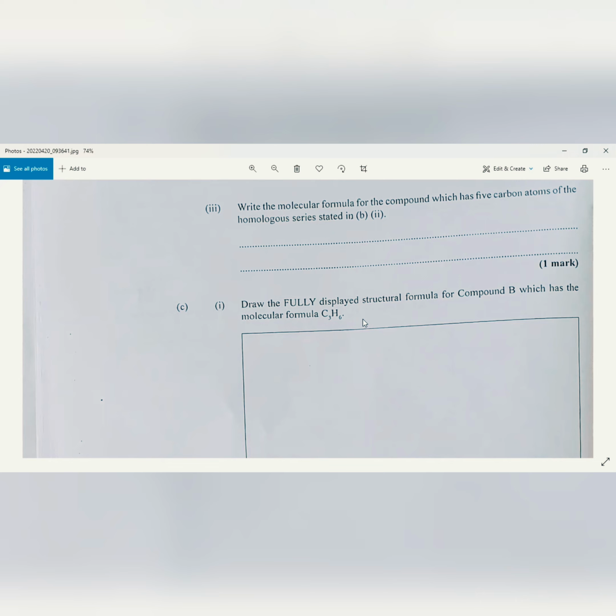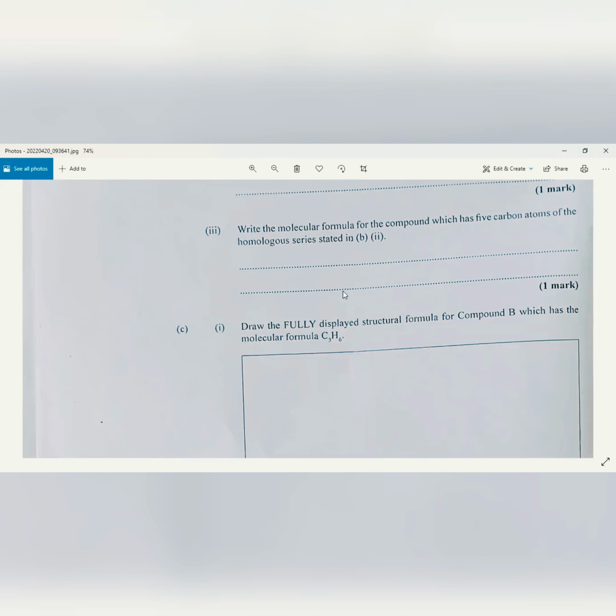Now, the next question says that we ought to draw the fully displayed structural formula for compound B, which has the molecular formula C3H6. So now you see there's a compound B, which has the molecular formula C3H6. All right, so we need to determine if this is an alkane or an alkene. Now recall that the general formula of alkanes is CnH2n plus 2. Does this fit into that category? No, it does not, because this is C3H6, where H is 2 times n. n is always going to be the number of carbons, and 2 times 3 is 6. So therefore, this is an alkene.